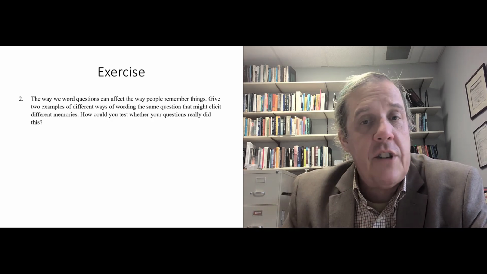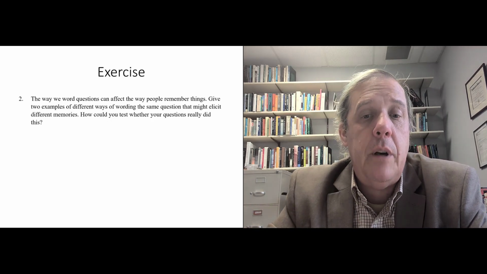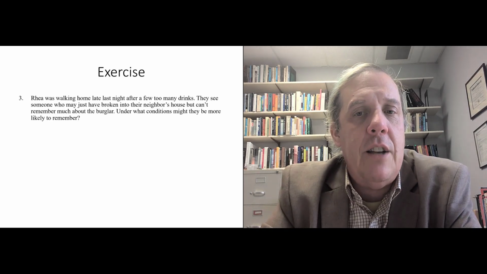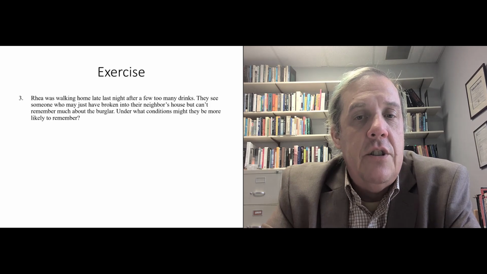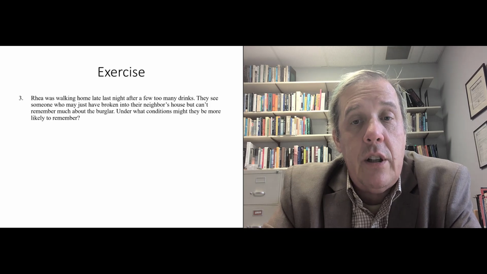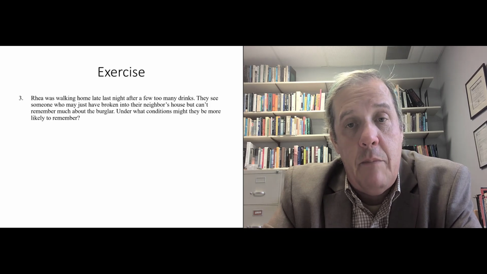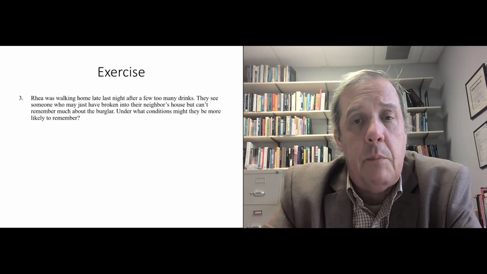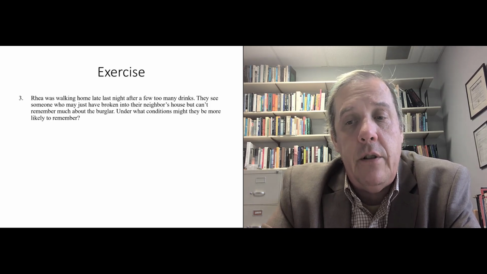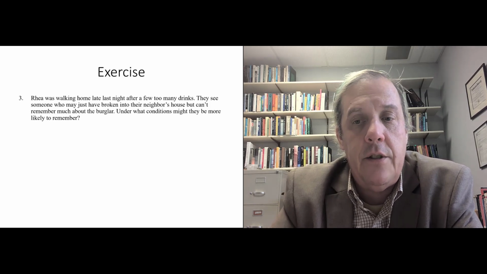That's the first question. Just come up with one of your own examples of the phenomenon we've been talking about. The second question from this section: Ria was walking home last night after a few too many drinks. They see someone who may just have broken into their neighbor's house but can't remember much about the burglar. Under what conditions might they be more likely to remember? Again, this is applying some of the ideas that we saw before. If you've already answered these questions, we can just move along. If you haven't, stop a second and answer them.